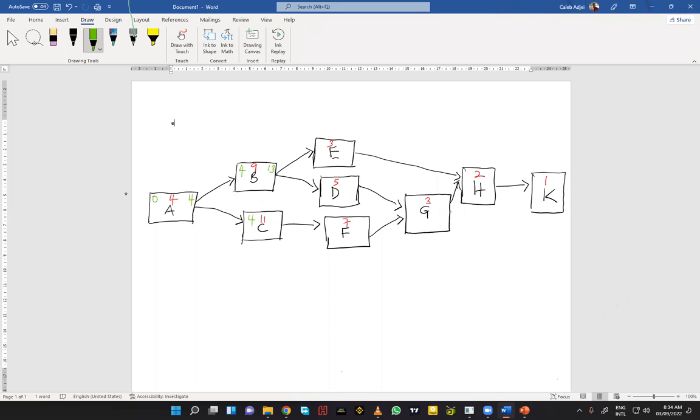Don't worry, just follow me here. We have finished drawing the diagram. So 4 plus 11 will give us 15. Now, this activity B is destined to give us these 2 activities, E and D. And definitely 13 is going to be their early start. So 13 here and 13 here.